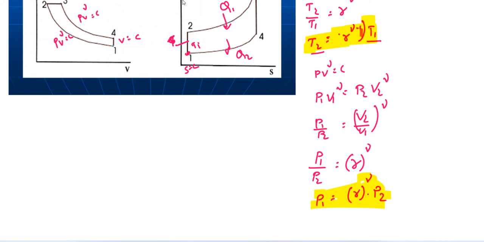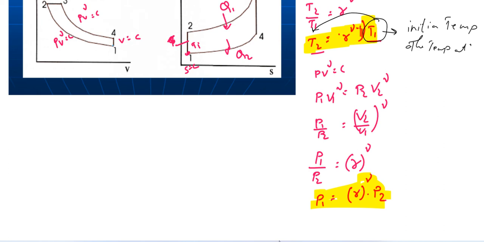For the temperature part, they will say initial temperature, or the temperature at the starting. If they ask something related to the starting point, then you have to consider it as T1. From that you have to find T2.